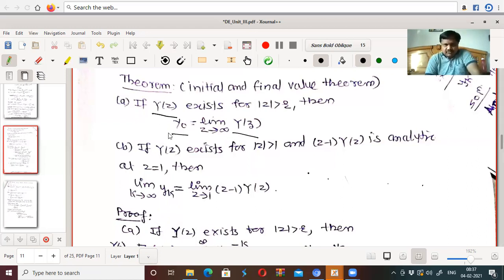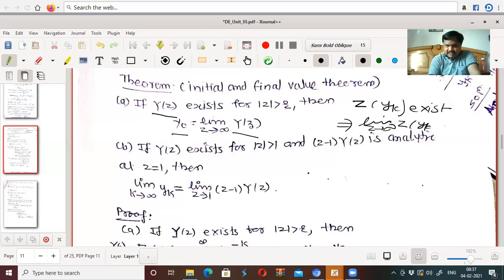So if capital Y of z exists for mod z greater than r, means if Z transform of yk exists, then limit z tends to infinity of Z transform of yk is always equal to the initial point, that is y0. What is y0? It is the value of yk at k equal to 0. So limit as z tends to infinity of Z of yk is nothing but y0.